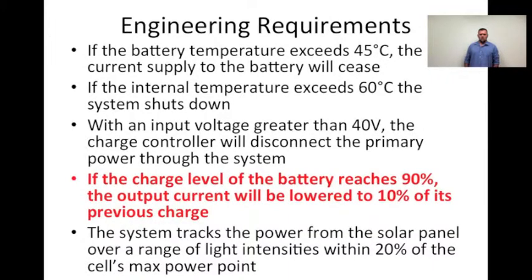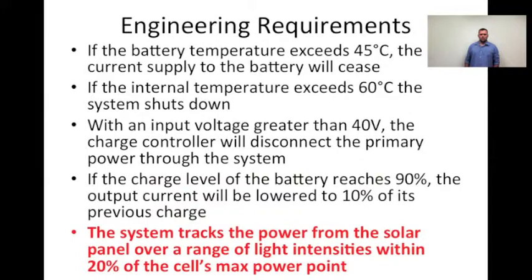Our system also needed to track the power from the solar panel over a range of light intensities, with the system representing a load to the panel within 20% of the cell's maximum power point. When attempting to demonstrate this requirement during our final testing, we damaged the voltage regulator because the panel voltage was too high and we were unable to test this functionality.